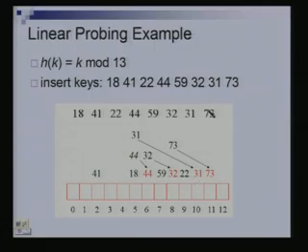73 mod 13 is 8. So we check for 73 here. This location is occupied, this location is occupied, this location is occupied, and so we have to put 73 here. Right? So very simple idea. All the elements are sitting in the table. So now this is the position of the elements. 41 is at location 2, 18 at location 5, 44 at location 6, and so on.